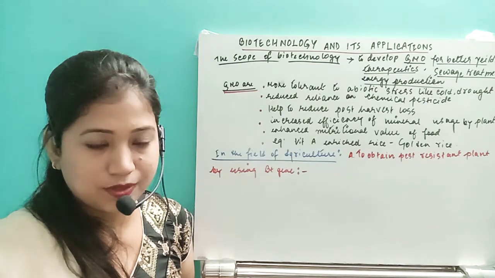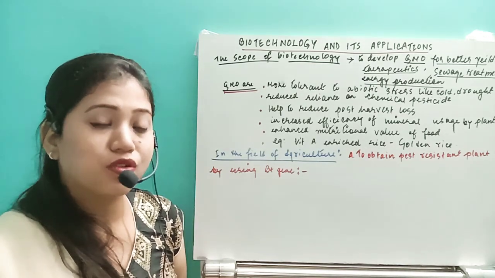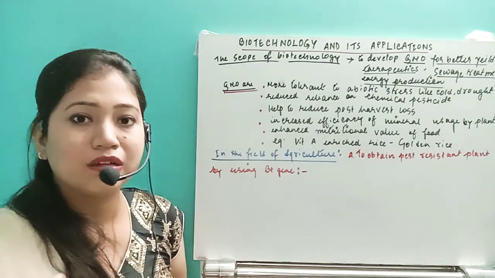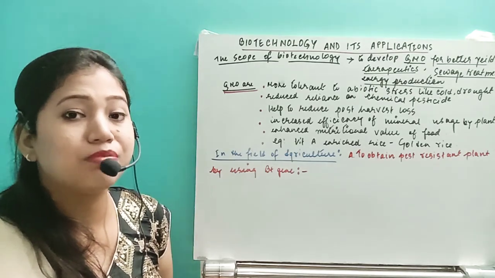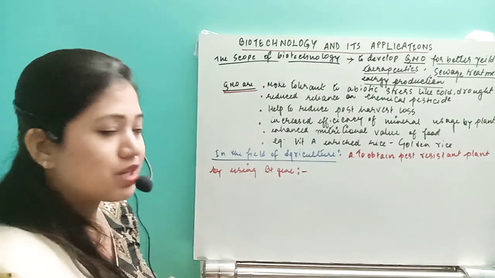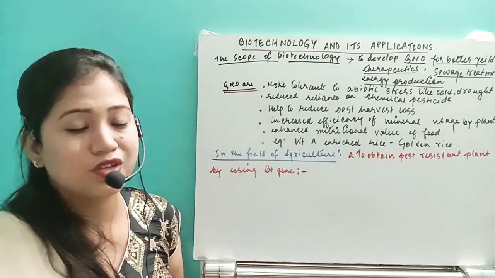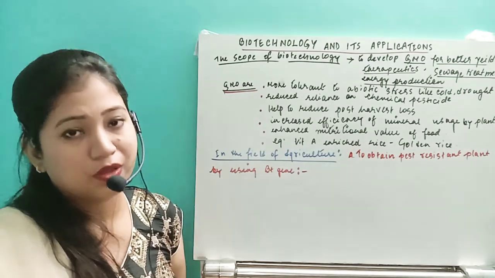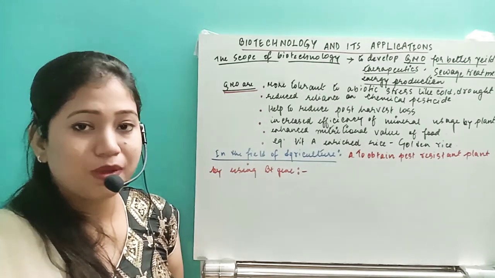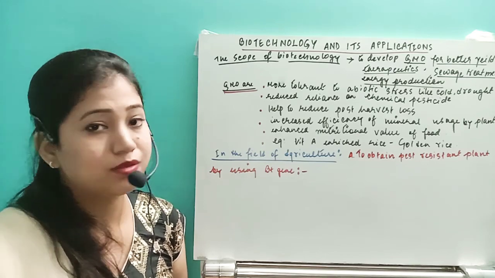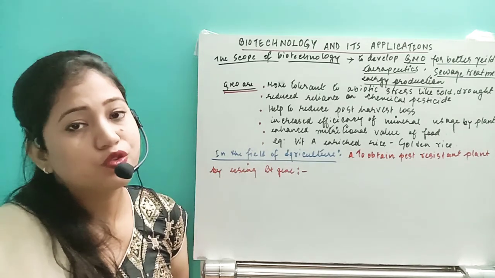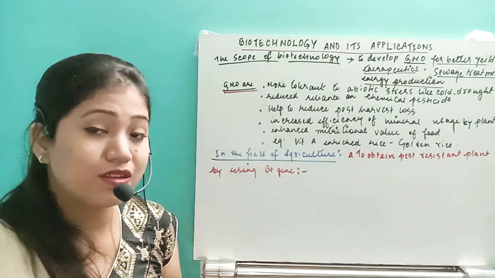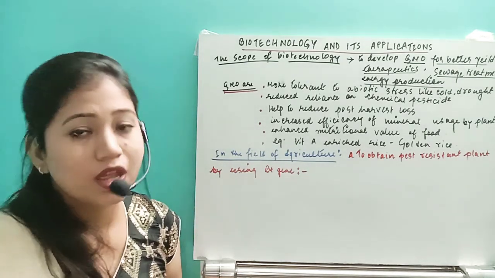Suppose rice is a source of carbohydrate, right? In that same rice we have also introduced some nutritional value, that is a vitamin A precursor, and that makes the rice golden rice, which is enriched with vitamin A, introduced into the rice plant, so that this rice plant can give not only carbohydrate but vitamin A also. This way we are able to decrease the vitamin A deficiency, which is very common.